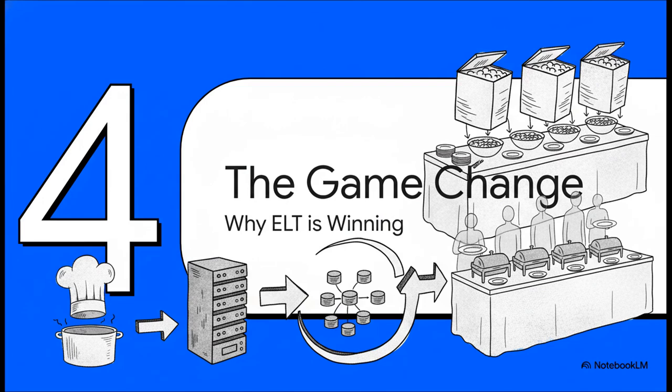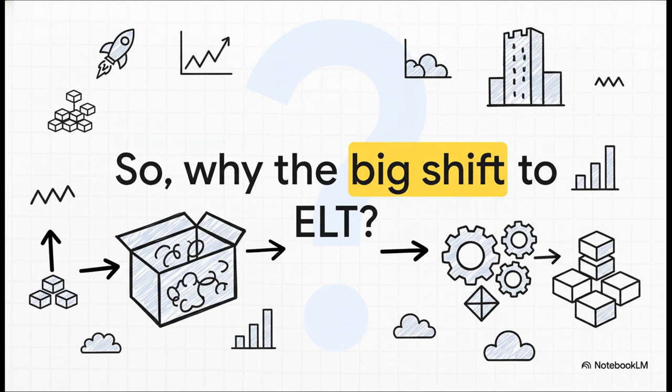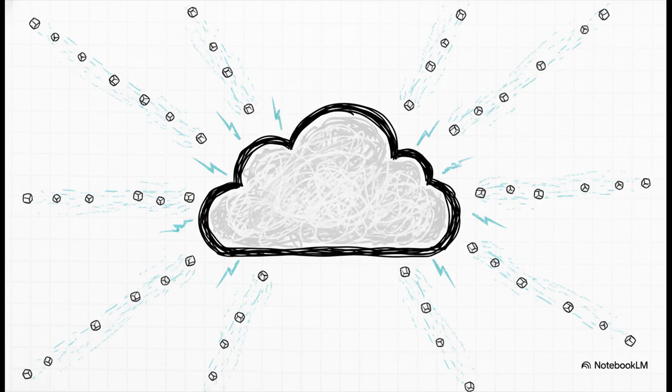So this big shift from the chef to the buffet, it didn't just happen because it sounded cool. There was a huge technological tidal wave that made the ELT approach not just possible, but in a lot of cases, way, way better. So what was it? What was this game changer? Why are so many modern companies, from the tiny startups to the massive tech giants, jumping on this load first, clean later bandwagon? The answer, in a nutshell, is one of the single biggest forces in tech over the last decade, the cloud, and more specifically, the rise of these unbelievably powerful cloud data warehouses.